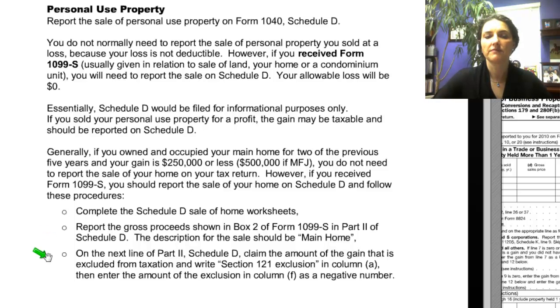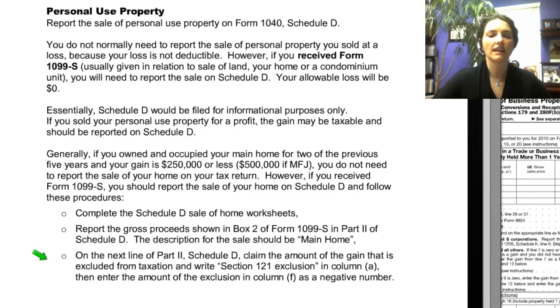On the next line of Part 2 in Schedule D, claim the amount of the sale that is excluded from taxation and write Section 121 exclusion in Column A. Then enter the amount of the exclusion in Column F as a negative number.